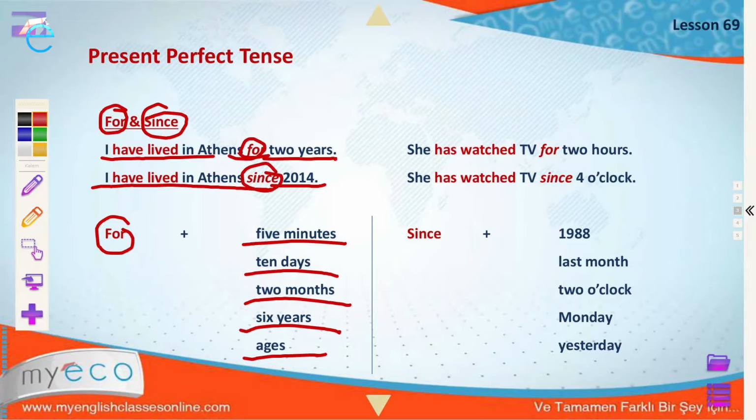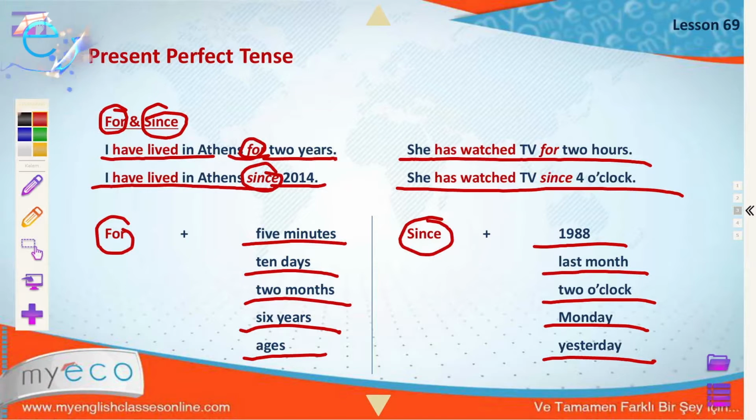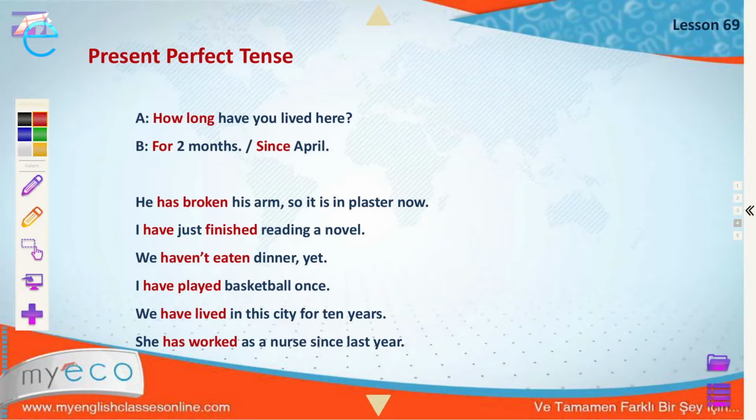We can also use since with 1988, for example, last month, 2 o'clock, Monday, and yesterday. Here are some examples. She has watched TV for 2 hours, or she has watched TV since 4 o'clock. And as a question, we say, how long? How long have you lived here? For 2 months, or since April.